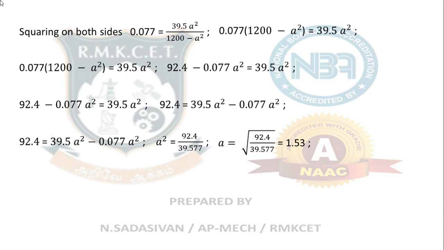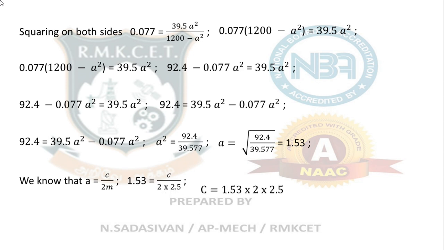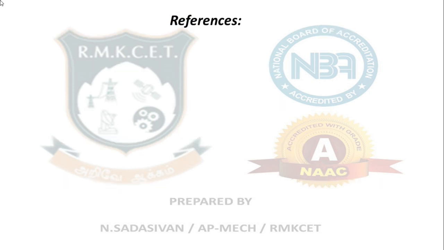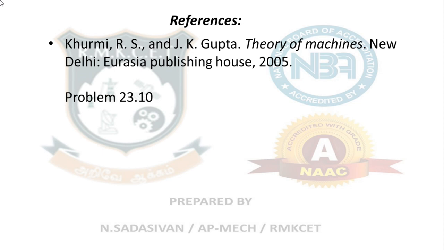What is a? c by 2m. I know that a equals c by 2m. So 1.53 equals c by 2 into 2.5. Therefore c equals 1.53 into 2 into 2.5, that is 5. Multiply that, you will get 7.65 Newton per meter per second. So this is the answer. What did they ask you to find out? The damping coefficient. So hence damping coefficient equals 7.65 Newton per meter per second. That's all. So this is your problem 23.10 in Kurmi textbook.